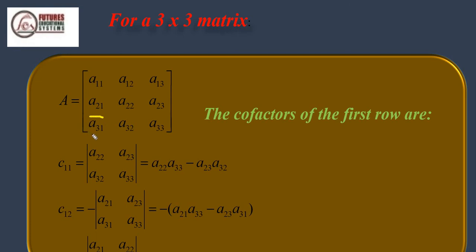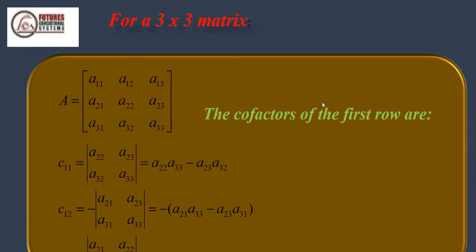The third one, hide this row and this column. And the matrix in this case becomes A11, A12, A21, A22, and apply the determinant. The determinant, with the signs plus, minus, plus.